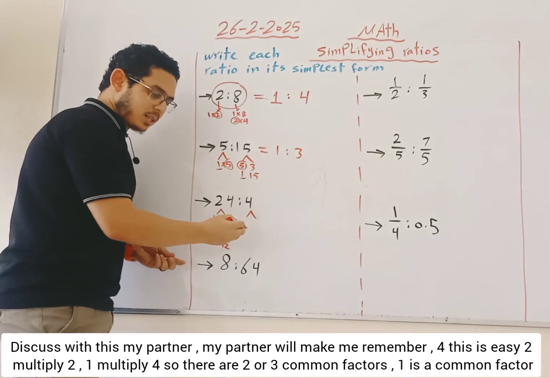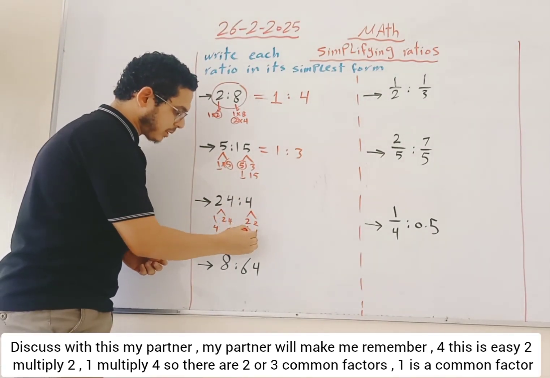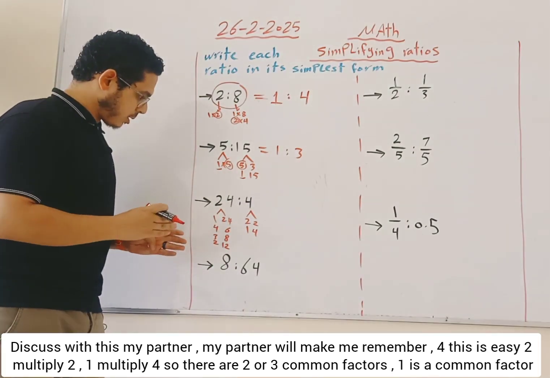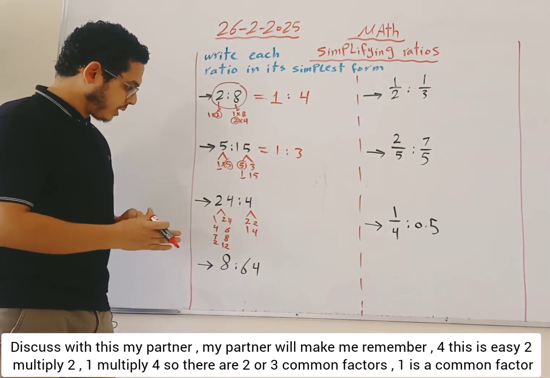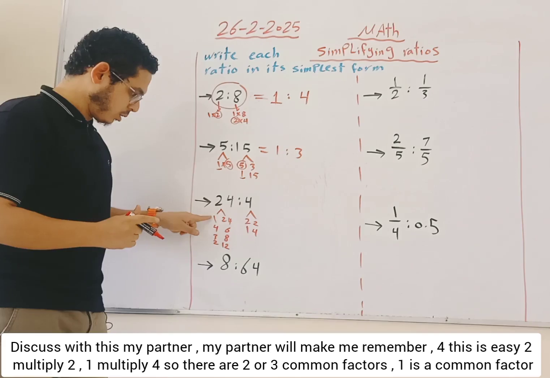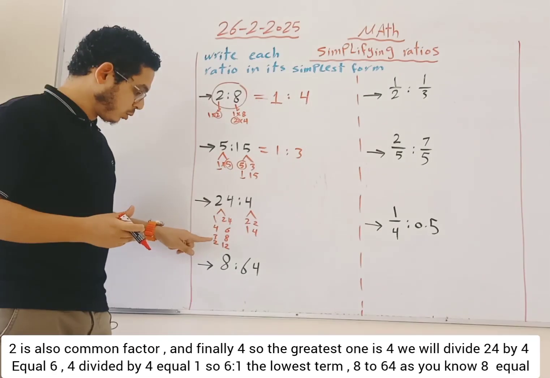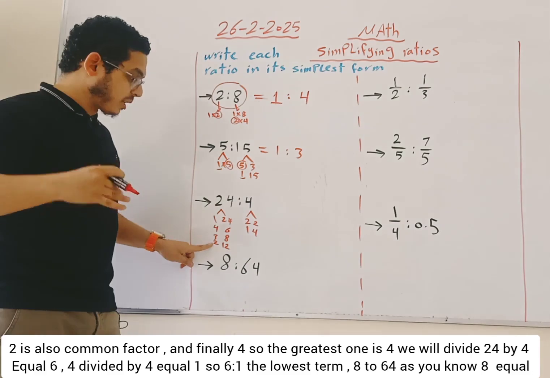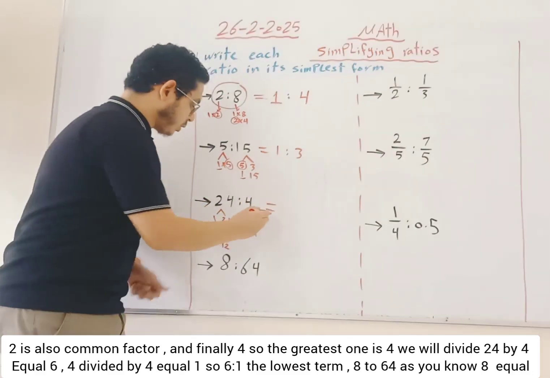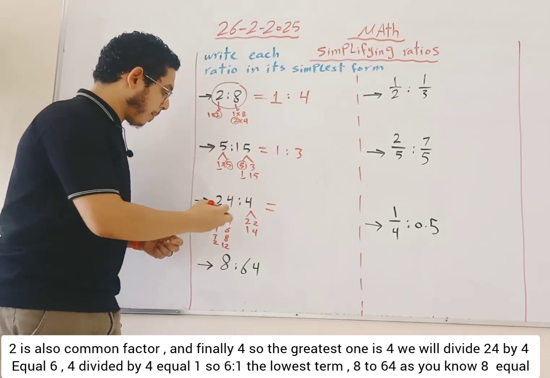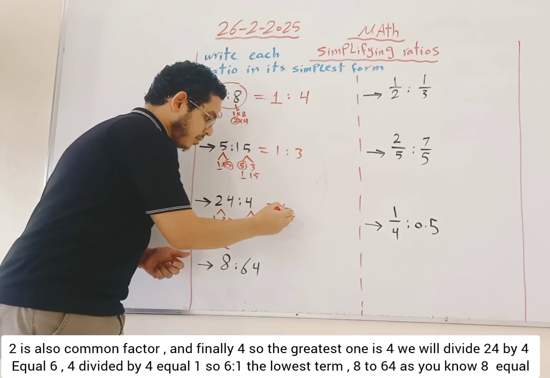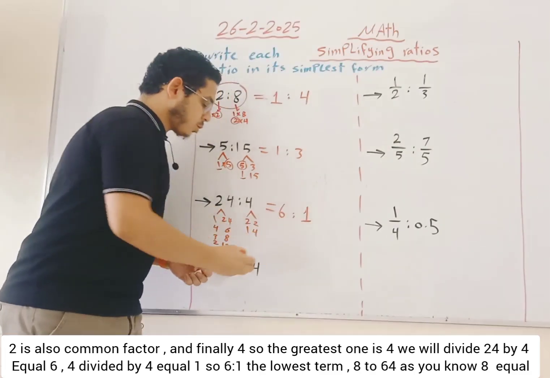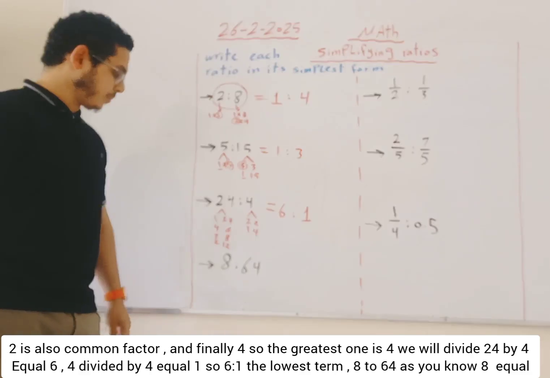For 4, this is easy. 2 multiplied by 2 and 1 multiplied by 4. So there are 2 or 3 common factors. 1 is a common factor, 2 is also a common factor, and finally 4. So the greatest one is 4. We will divide: 24 divided by 4 equals 6. 4 divided by 4 equals 1. So 6 to 1. This is the lowest term.